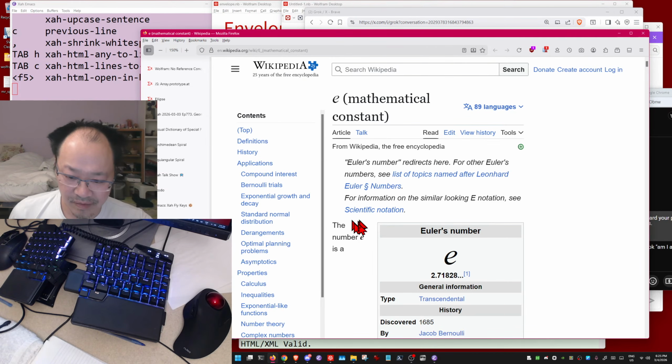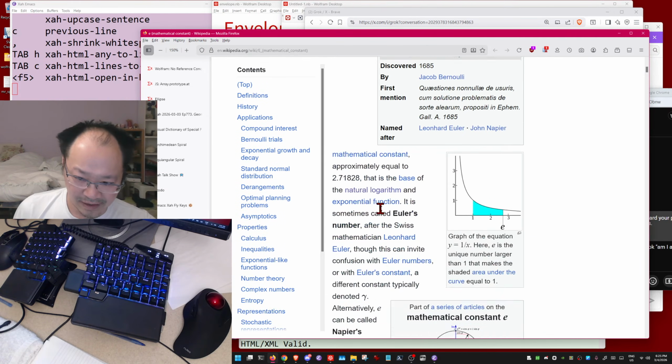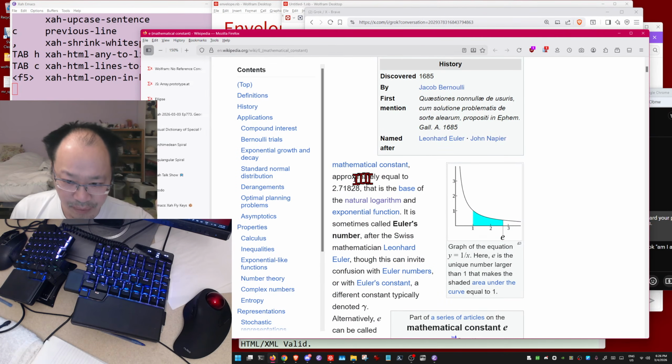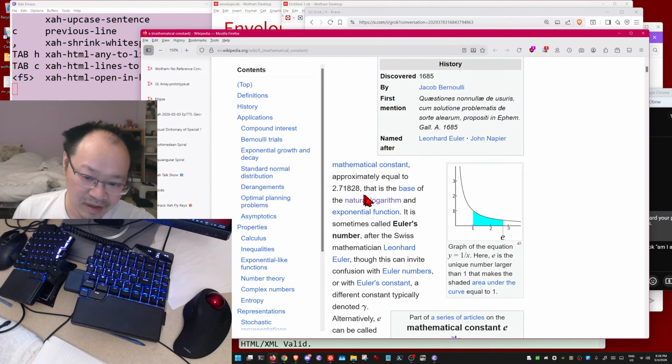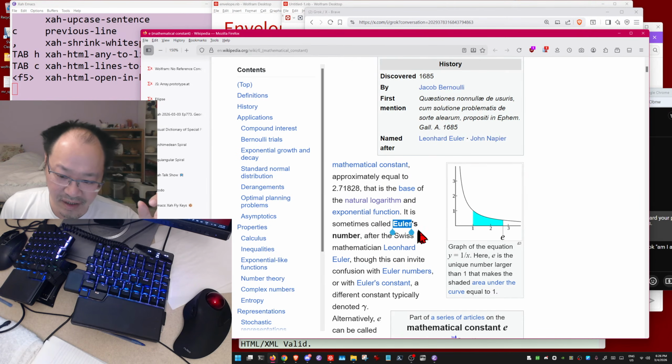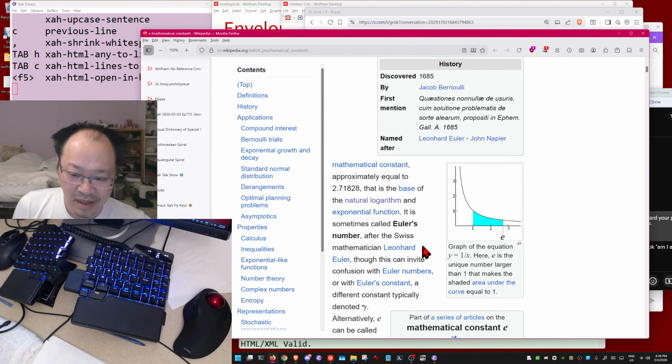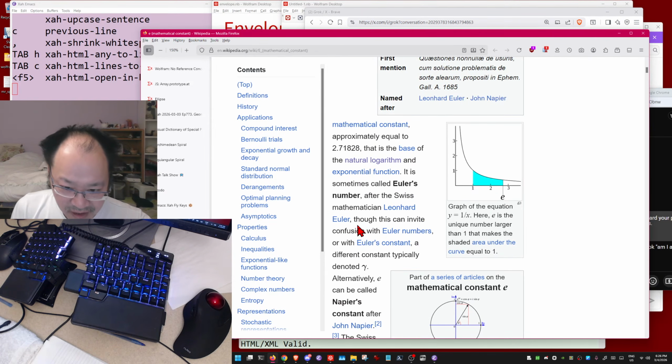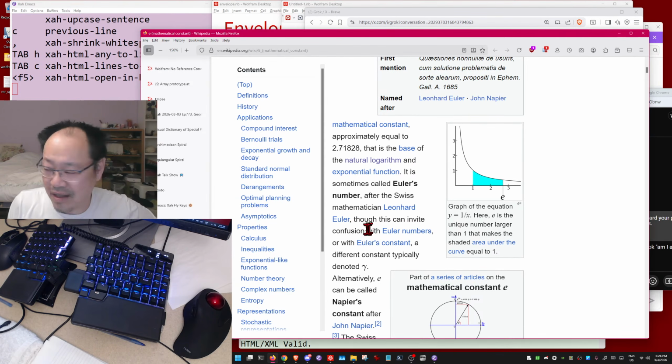Euler number. Okay, so the number e is a mathematical constant approximately equal to 2.718 something. That is the base of the natural logarithm and exponential function. It is sometimes called Euler's number. That's the name of the Swiss mathematician, Leonhard Euler. Usually I like to pronounce it the English way, but anyway.